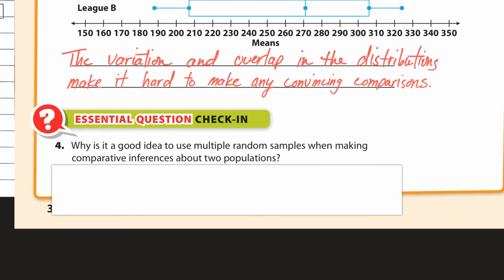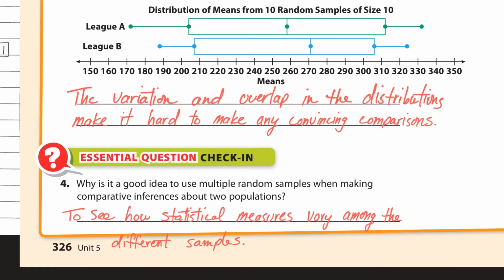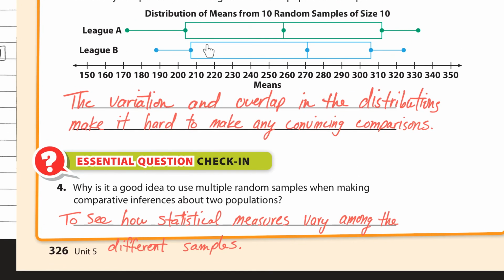So, finally, why is it a good idea to use multiple random samples when making comparative inferences about 2 populations? Well, this is what I have to say. Why is it good? Because we can see how statistical measures vary among different samples. Again, this other one here, there wasn't much of a variation, so it's hard to compare them. But when there is a big variation, yeah, then you can make an easy comparison.